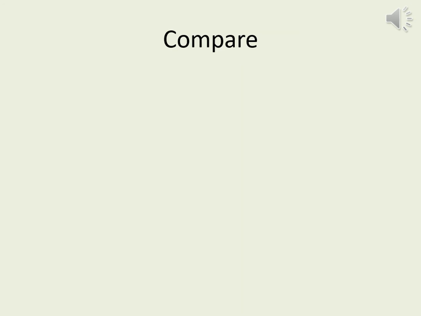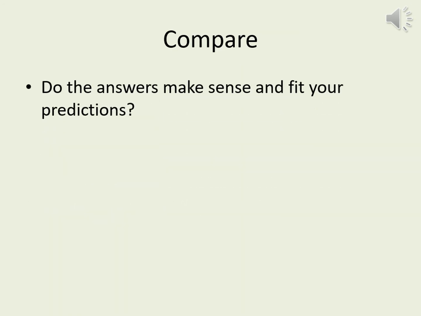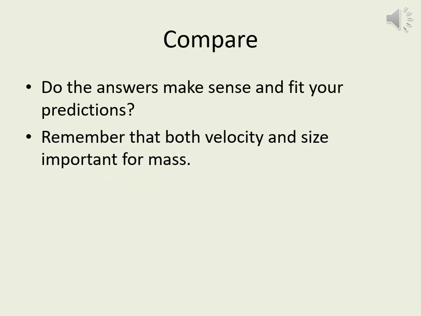Now you should see if your answers make sense and fit your predictions. Remember that both orbit velocity and size were important for the mass. So if the answer doesn't match what you expected, first look to see if it's the one you didn't predict that turned out to dominate. Another thing to look at is whether the numbers themselves are reasonable. Remember, we're looking at a galaxy here.